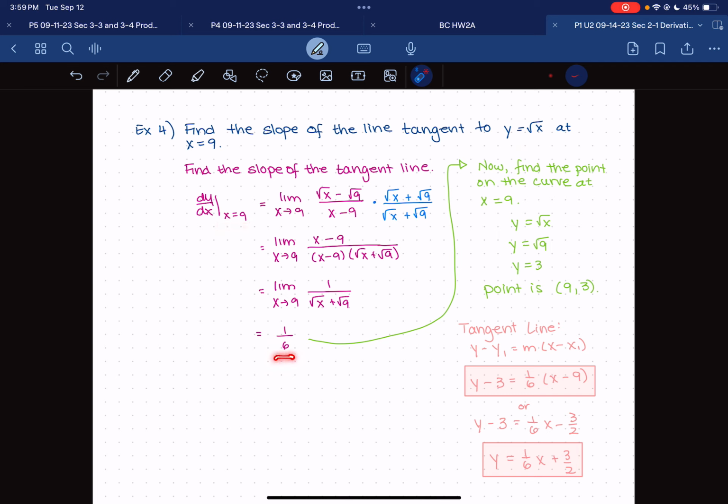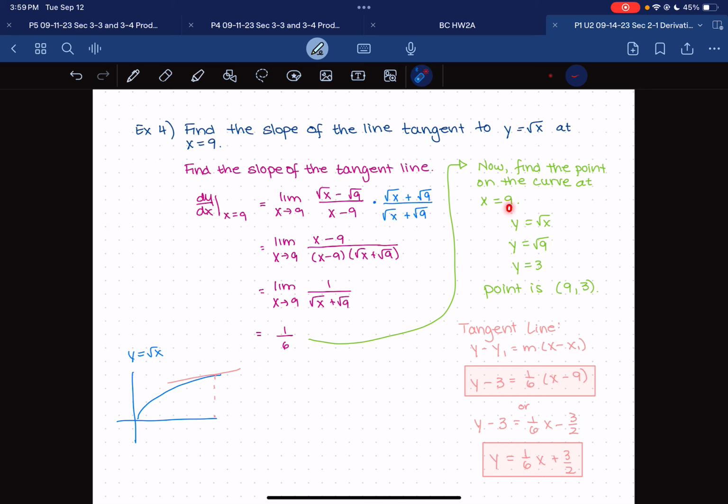1/6 is not a very steep slope, but that makes sense. If I do a very rough sketch, y equals the square root of x, that's the one that does something like this. By the time I'm over here at wherever 9 is, you can see the tangent line is just not that steep. So this value does seem reasonable. But we still don't have the equation of the line, so let's go ahead and find that.